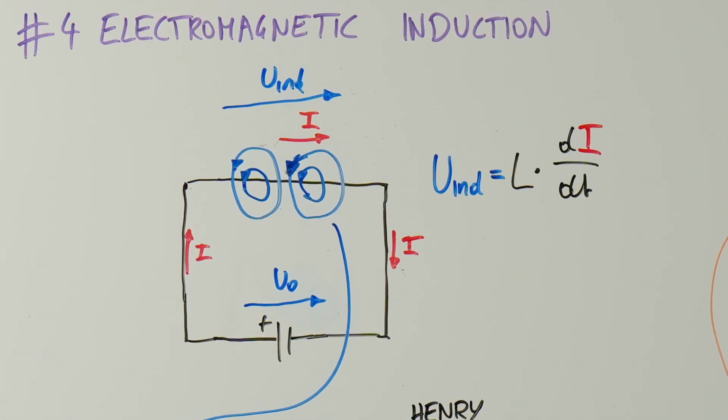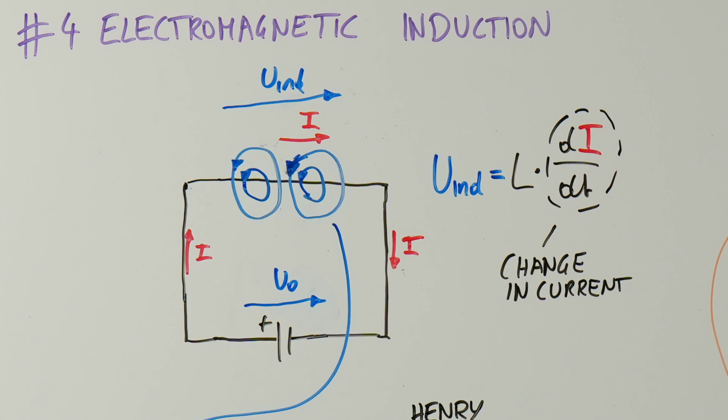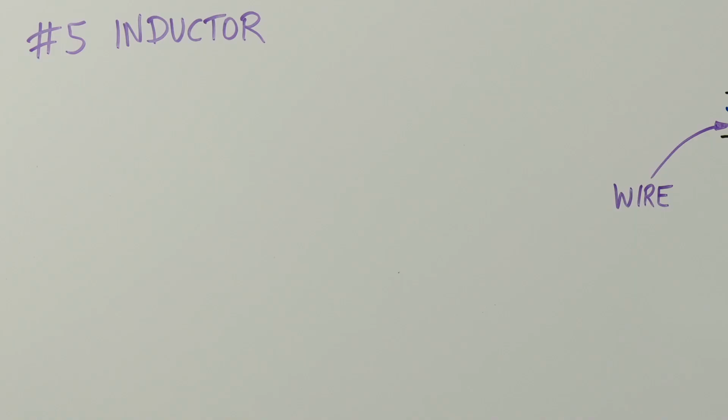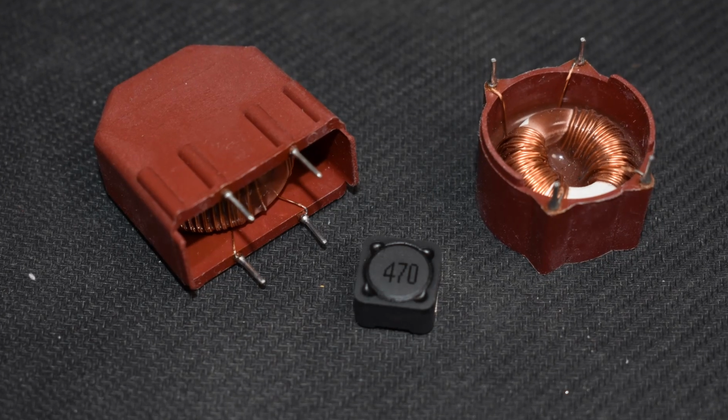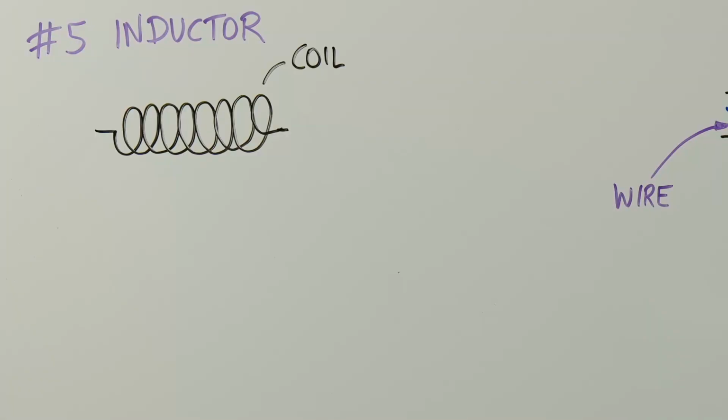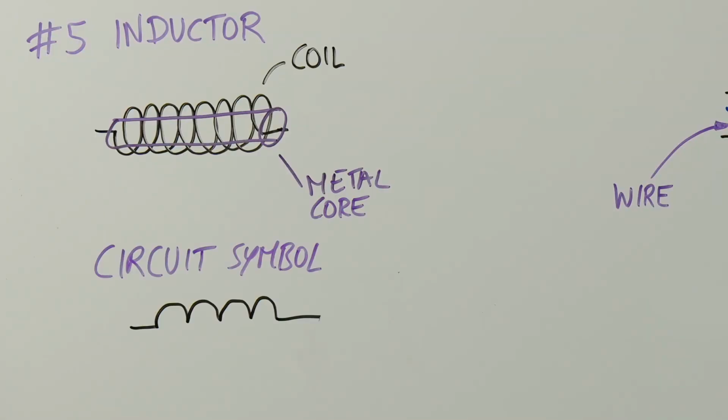We can calculate the induced voltage by multiplying the inductance with the change in current. V is equal to L times di over dt. We can increase the magnetic field of a conductor by creating many turns of wire to create a coil. The turned wire increases the inductive effect the magnetic field has, which forms the basis of our next component, the inductor. Often the inductor features a metal core which increases the inductance further. The symbol of an inductor in circuit diagrams is typically represented as a series of loops reflecting its physical structure and function.